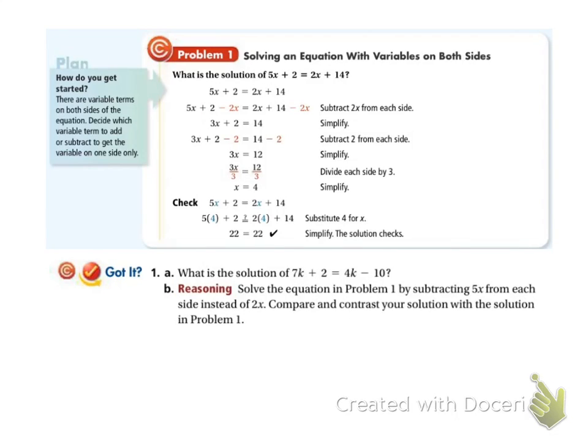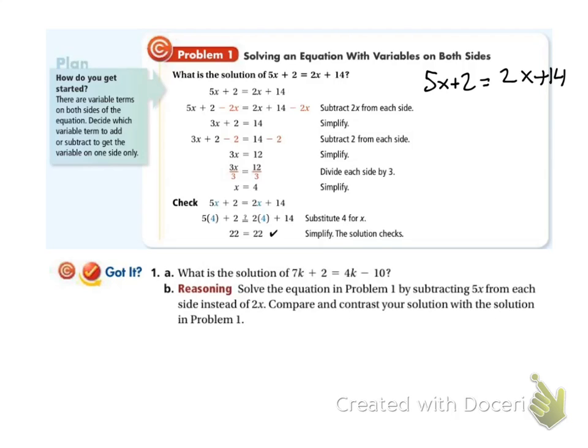Okay, this is 2.4a of algebra. So if I have an equation, like the one given here, 5x plus 2 equals 2x plus 14, so I have an equation that has x's on both sides. I need to move the x's to one of the sides, and the other side I need to put the numbers on.